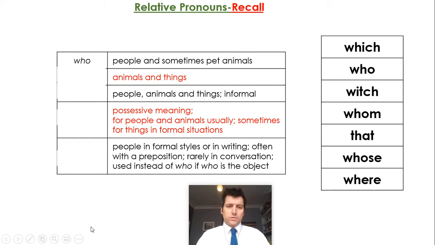So first one, who is normally for people or animals that are pets. We say pets because normally to give an animal, to treat it like a human, so to anthropomorphize it, we'd normally have it as a pet rather than just a cow.